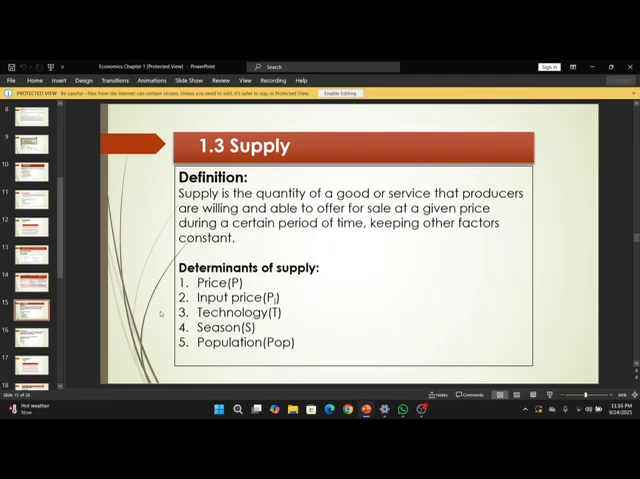Determinants of supply. Now let's look at the factors that affect supply. These are called determinants of supply: price of the commodity, input price, technology, season or natural conditions, and population. So, supply is not just about price, it is influenced by many external and internal conditions.